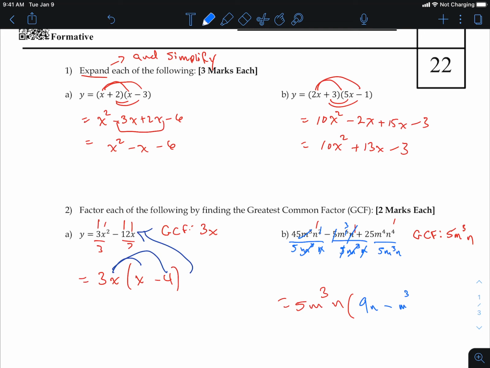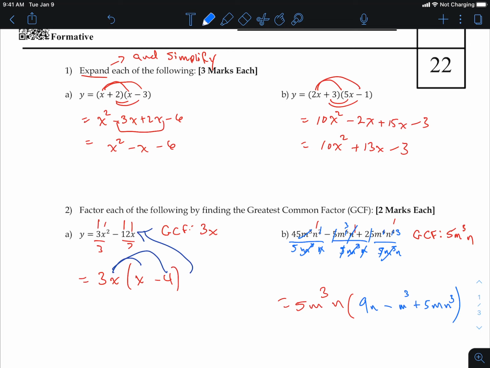In the last one, 25 divided by 5, it's going to be positive 5, so those wipe out. M cubed, 3m's cancel with 3 of the m's in the top, you're left with 1m. 1n cancels with 1n in the top, you're left with 3. That's it.